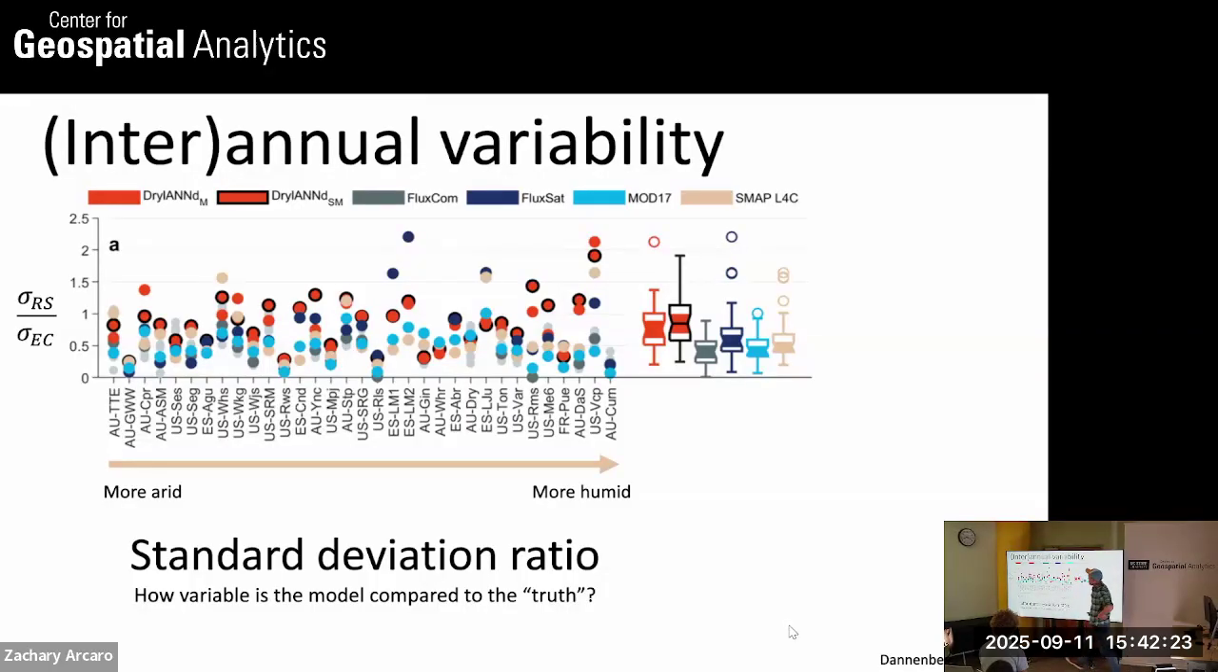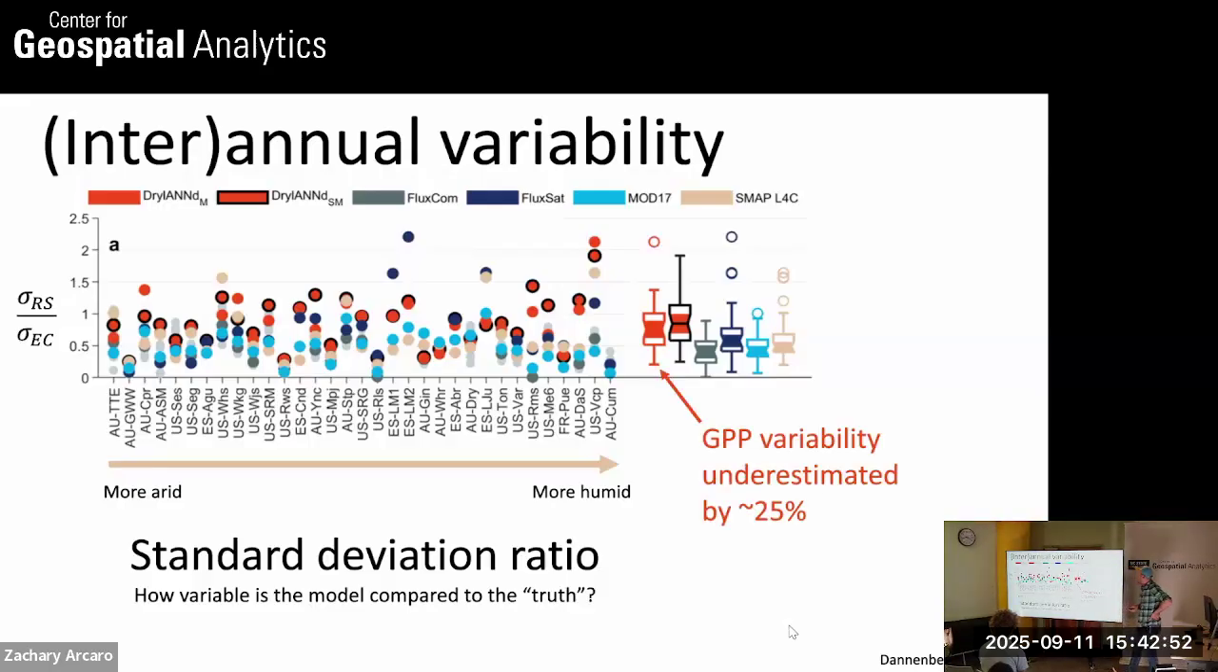The Dryland models, this is the one that's based only on MODIS. This is the one that's based on MODIS plus SMAP. And then here, this is just summarizing as a box plot all of the individual points shown over here. And so basically, a standard deviation ratio near 1 means that there's the same amount of variance in the satellite product as there is in the actual measurements. So ideally, you want a standard deviation ratio of 1.